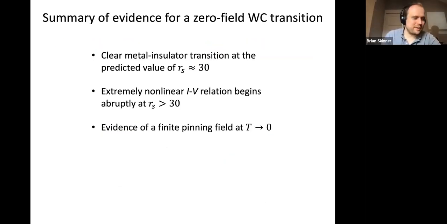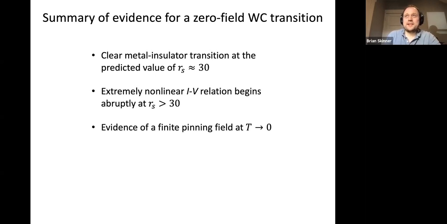So if I just summarize, what is the evidence that this thing actually is a Wigner crystal? There are sort of 3 pieces of evidence that come together. One is that we clearly see a metal insulator transition at the predicted value of RS around 30. 2 is that right at this transition, we see that an extremely nonlinear IV relation begins. So it turns on abruptly once you cross from metal to insulator. And all insulators have nonlinear IV, but this really looks like not just nonlinear IV, but the emergence of a particular pinning voltage.